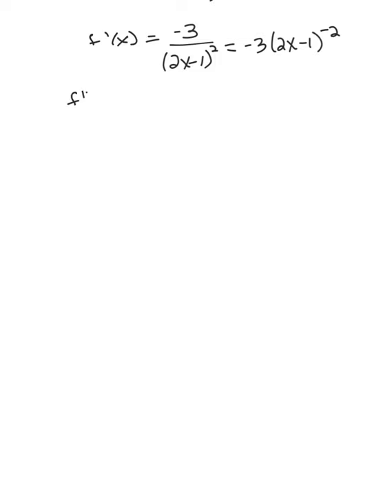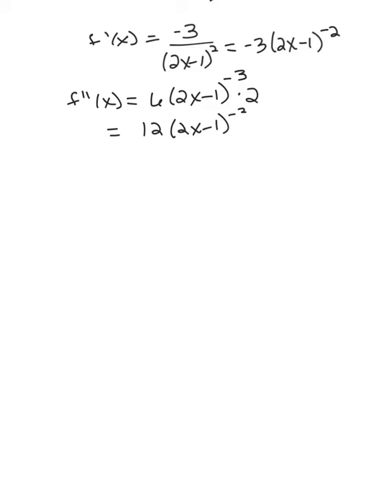So now the second derivative. We drop the power times the coefficient, which will give us positive 6, times the inside stays the same, go down by 1 to negative 3, times derivative of the inside is 2. This gives us 12 times the quantity to the negative power, or 12 over the quantity to the positive power.